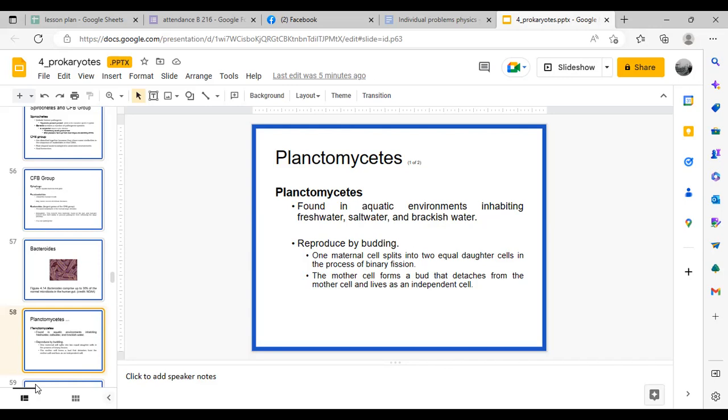So, may small part ng cell na mag-form, eventually it will form into a developed cell. Unlike in binary fission, yung isang malaking cell divided equally into two parts.